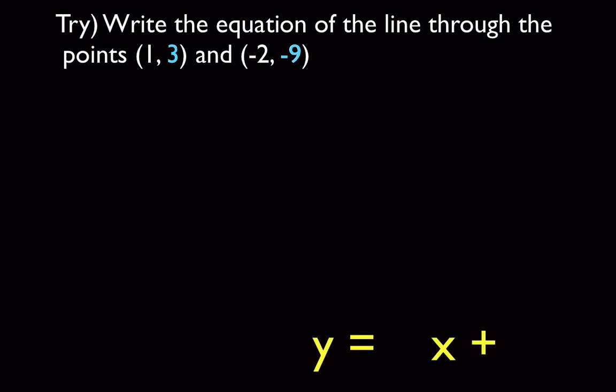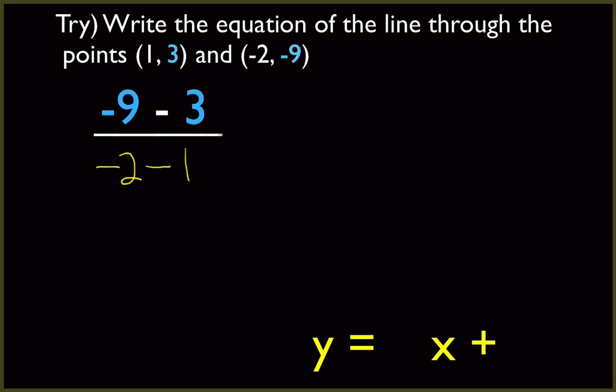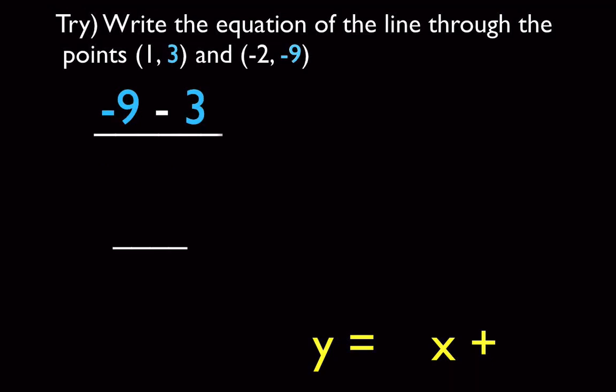Alright, so first off, we're going to end up with -9 minus 3 on top, and -2 minus 1 on the bottom. So if you set that problem up correctly so far, you might want to go ahead and pause it and try to simplify it out until the very end for slope. Alright, if you do this correctly, you're going to end up with -12 on top and -3 on the bottom.